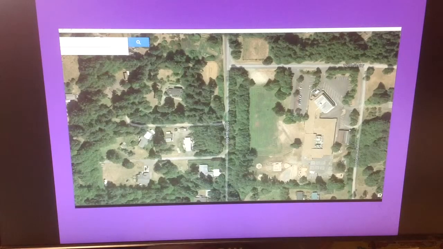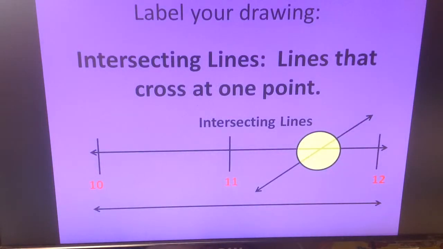Oh, our favorite intersecting lines. This is our school. Intersecting lines are lines that cross at one point. So there they are crossing where it's yellow. That's intersecting lines.